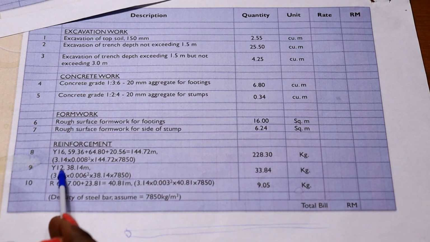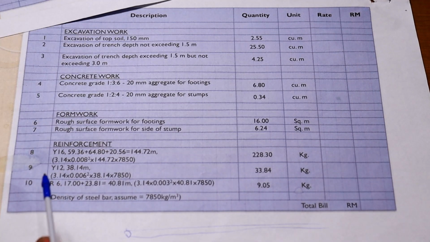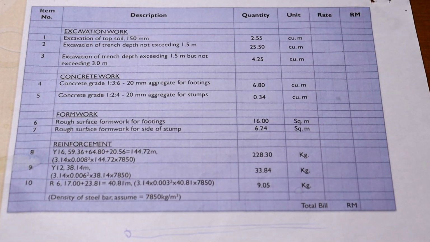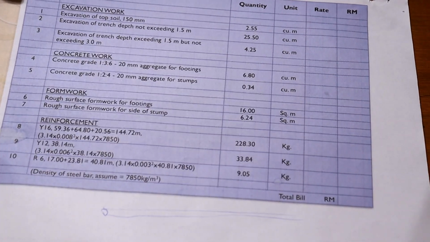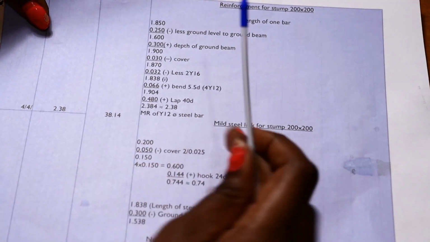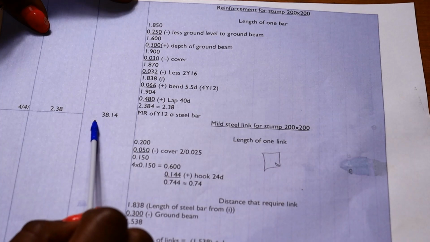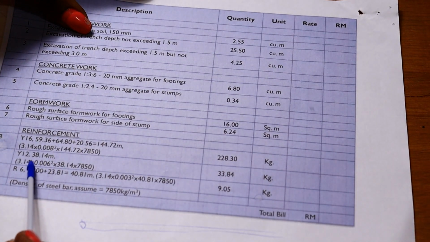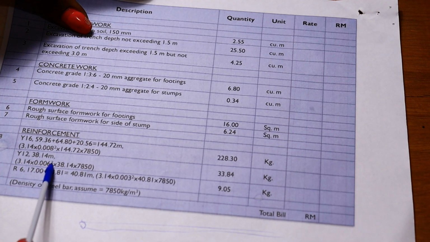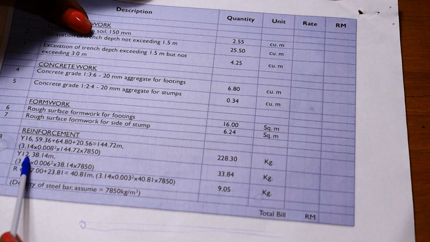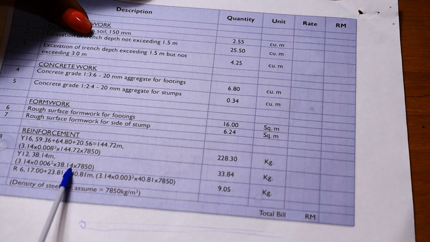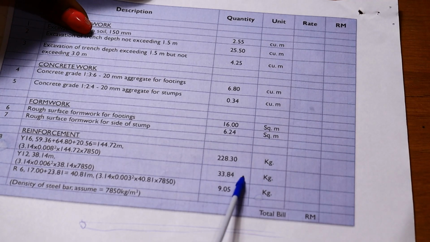For the Y12, we get the total meters. Y12 was only used in the reinforcement for the stump, 200 by 200, and the meters was 38.14. So we write 38.14, then we calculate the total volume by taking pi r squared, with Y12 having a radius of 6, times the length. We multiply by the density and we get the mass.